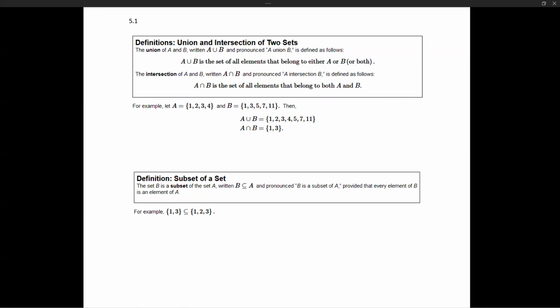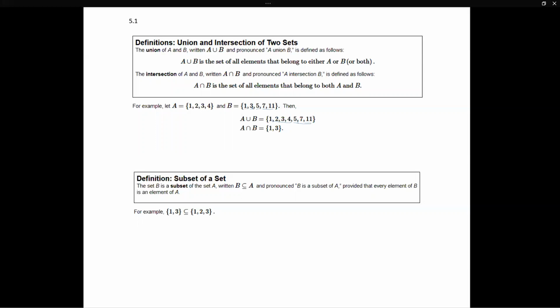In the example here, A is 1, 2, 3, 4, and B has 1, 3, 5, 7, 11. So the union has both elements. So 1, 2, 3, 4 from A, and of course 3 repeats, but we won't write 3 twice or 1 twice. Then we have already 1 and 3, and we're missing 5, 7 and 11 from B. So this is the union. You write all the elements that are in both of them. Of course, you're not going to repeat the same number.